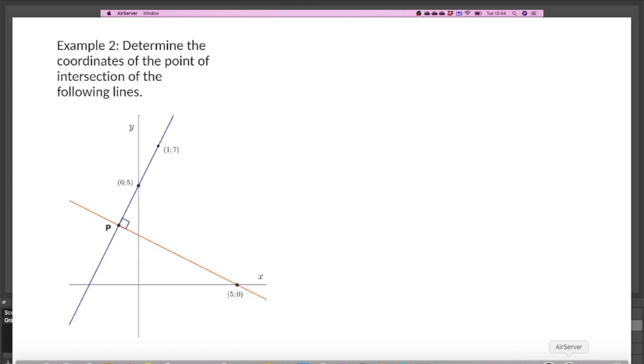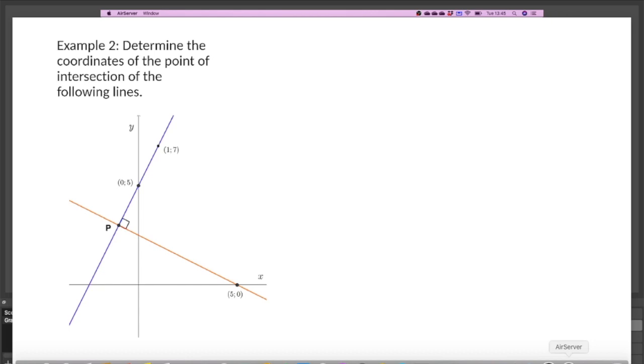Right, example 2. This time we are given two lines. The lines are perpendicular, they meet at 90 degrees, and they meet or intersect at that point P. We need to know the coordinates of P. Right, let's use this method. Find the equation of the blue line as well as the equation of the other line, and then solve the two equations simultaneously.